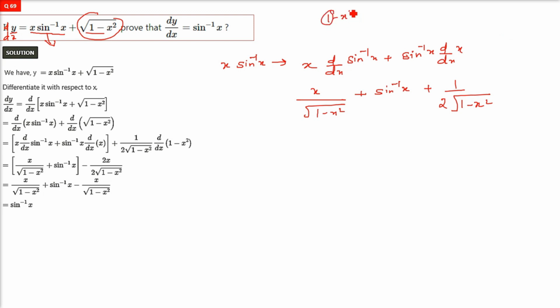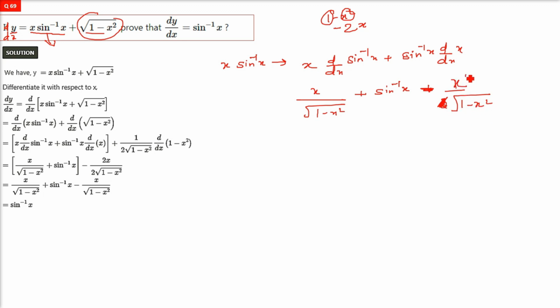And then 1 minus x square, 1 is 0, x square will be 2x, so it will be negative 2x. So I am cancelling the 2, putting the negative. So what will be remaining? Only x. 2 gets cancelled, negative sign we have used, x by under root 1 minus x square.